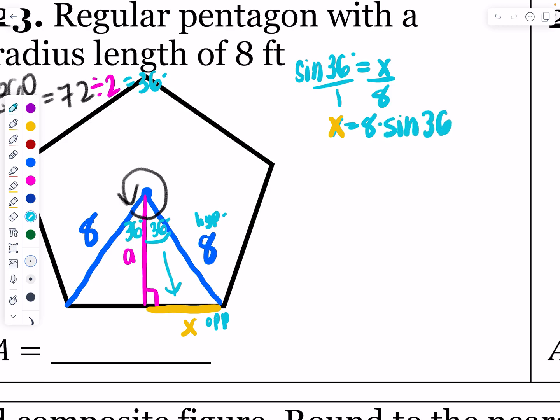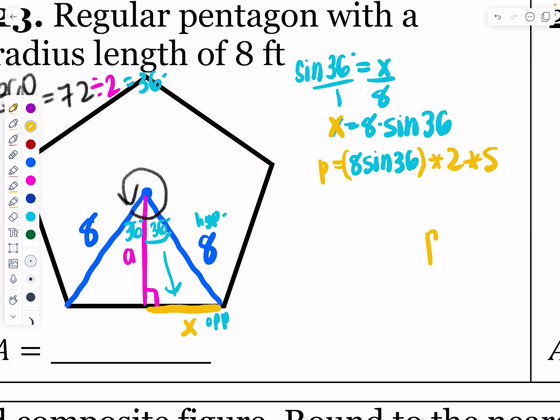So how do you find your perimeter? Your perimeter is going to be equal to that x, 8 times the sine of 36. We have to double it to make it the side length. And then once that's the side length, I have 5 of those in this shape.